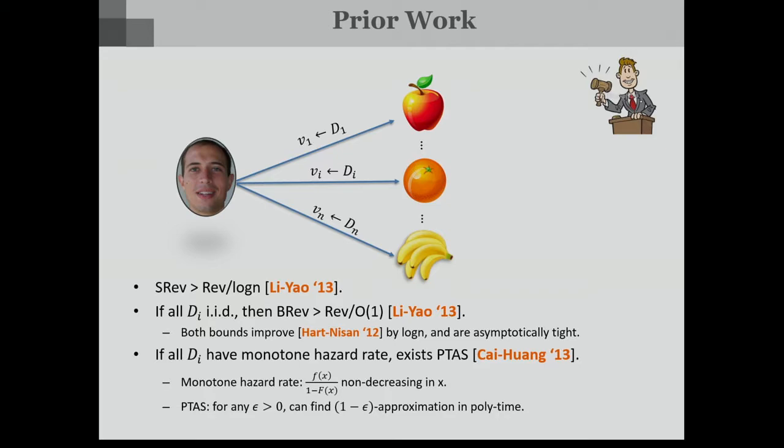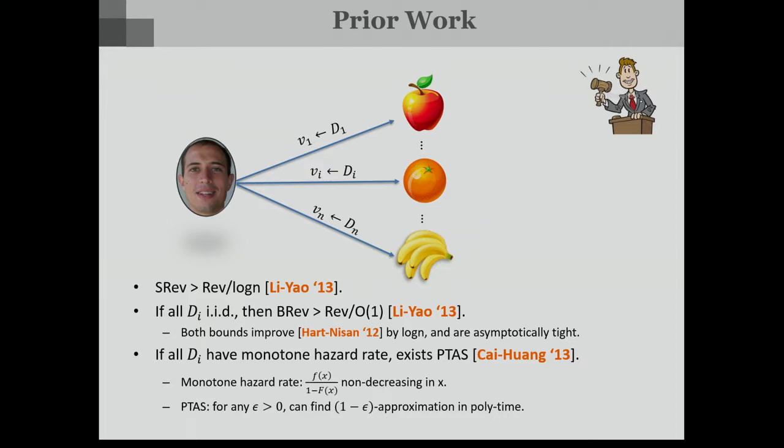But there are still some positive results. What we heard a little bit earlier was that Li and Yao were able to show that Srev is able to guarantee something. It can at least guarantee you a log n approximation to the optimal revenue. And if all the distributions are IID, then Brev does get you a constant factor. Both of these improved the bounds given in Hart and Nisan by a log n factor, and because of the lower bounds on the previous slide, they're asymptotically tight.